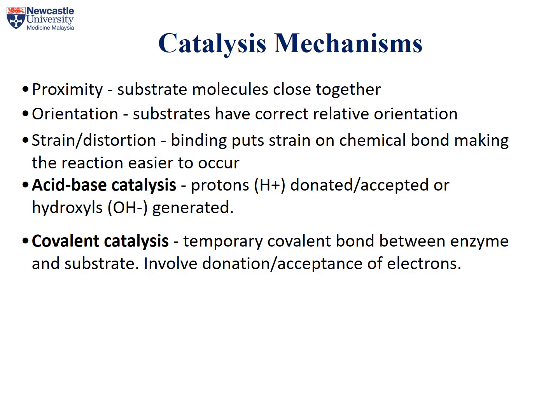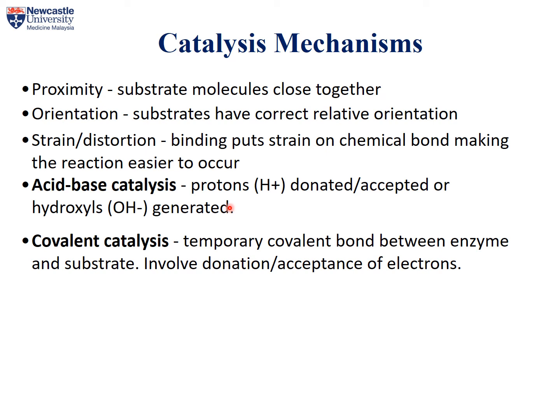Okay, very briefly now, we will look at the catalysis mechanisms by enzymes. First of all, proximity. So in order for an enzymatic reaction to occur, the substrate molecules must come close together. Then orientation. So you'll need the correct orientation for the chemical reaction to happen. And during the binding, they actually strain or distort the chemical bonds so that the old bonds are broken while new chemical bonds can be formed.